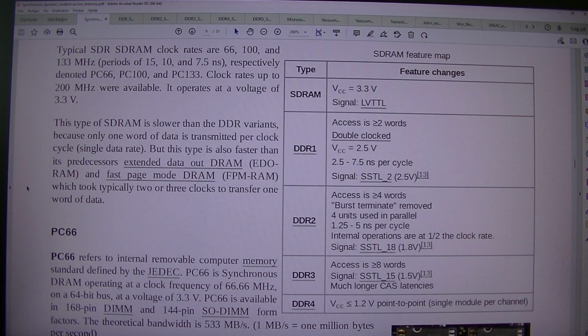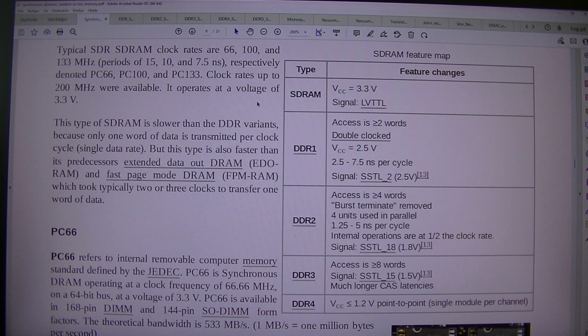DRAM feature comparison. SDRAM: VCC equals 3.3V. Signal, LVTTL. DDR1: access is greater than or equal to 2 words. Double clocked. VCC equals 2.5V. 2.5, 7.5 ns per cycle. Signal, SSTL_2, 2.5V. 13. DDR2: access is greater than or equal to 4 words.